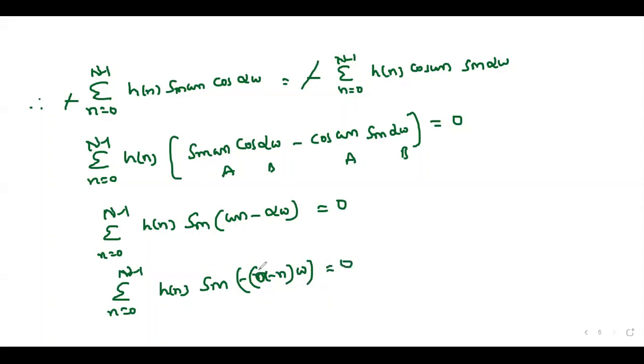Since sine of minus theta will be minus sin theta, and this minus I can throw to outside. Therefore, still I can write summation n is equal to 0 to N minus 1 h of n sine of alpha minus n into omega is equal to 0. Therefore, this part is equal to 0. Therefore, summation n is equal to 0 to N minus 1 h of n into sine of alpha minus n into omega is equal to 0.